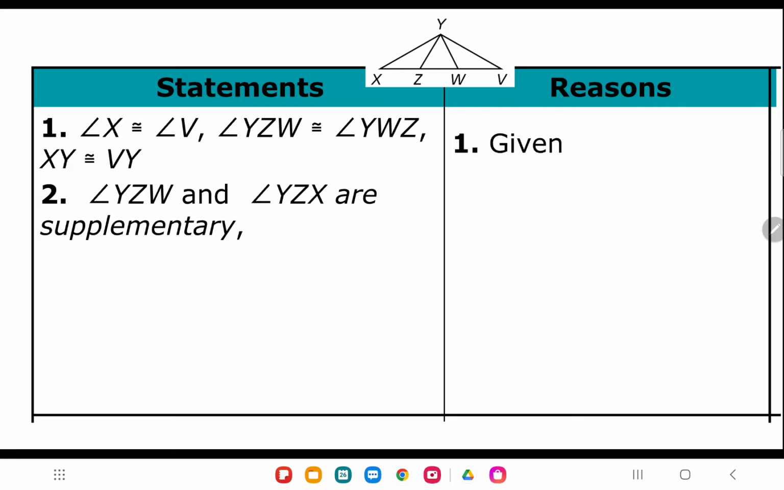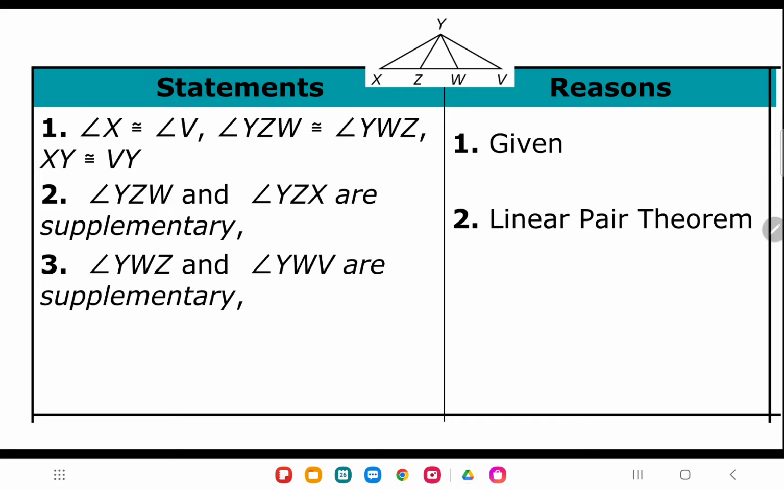So YZW and YZX are supplementary. And we can see that here. They make up a linear pair. So that's our linear pair theorem. They add up to 180 degrees. Also, YWZ and YWV are supplementary. So keep in mind that these angles, YWZ and YZW, are supplementary to congruent angles.